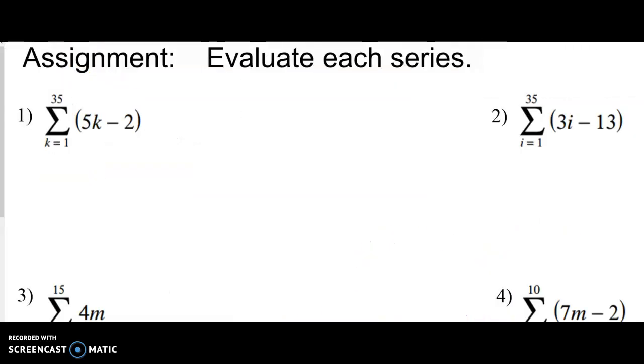These are really easy summation problems. So what I want you to do is I want you to practice plugging these into your calculator. Pause the video, and then we'll come back and we'll put the answers in.